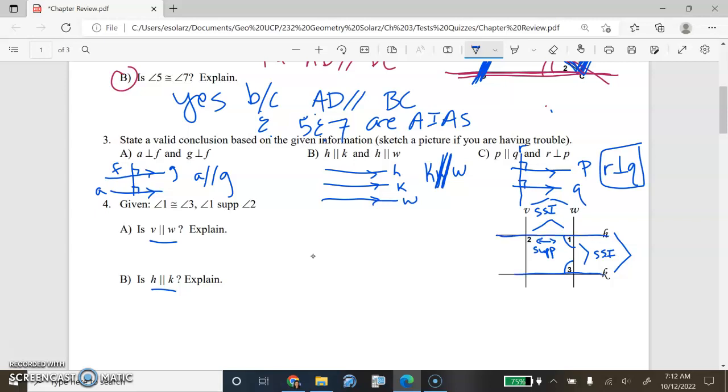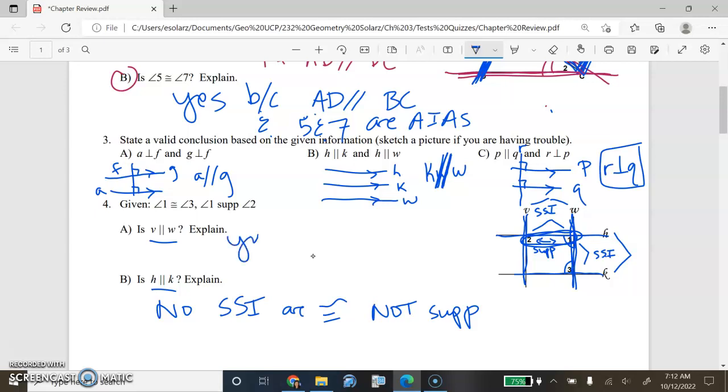So since they are not supplementary, they are congruent, this answer would be no, because your same side interior angles are congruent, not supplementary. However, when we look here, 1 and 2 are same side interior angles in between V and W, which means that since they are supplementary to each other and they're same side interior, that would make V parallel to W. So this would be yes, because same side interior angles are supplementary, which is one of the ways we can prove that lines are parallel.